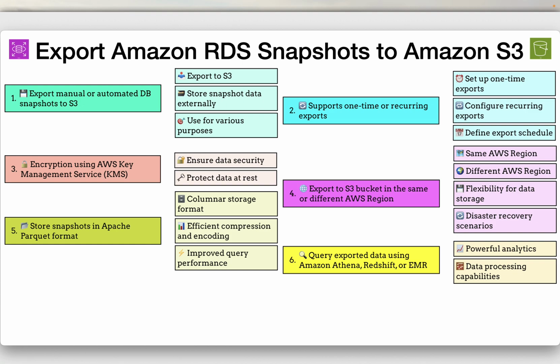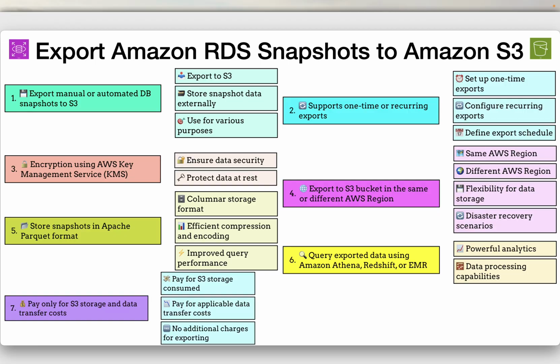Sixth, query exported data using Amazon Athena, Redshift or EMR. Once the snapshots are exported to S3, you can directly query the data using services like Athena, Redshift or EMR, thereby enabling powerful analytics and data processing capabilities. Seventh, pay only for S3 storage and data transfer cost. With the export to S3 feature, you only pay for the S3 storage consumed by your exported snapshots and any applicable data transfer cost. There are no additional charges for exporting the snapshots.